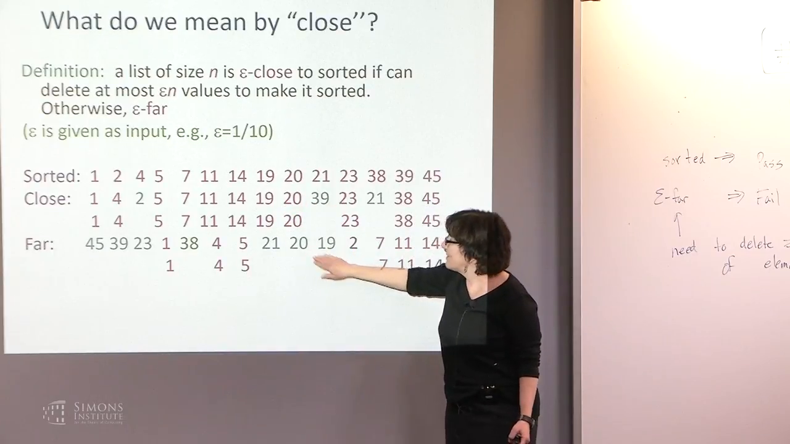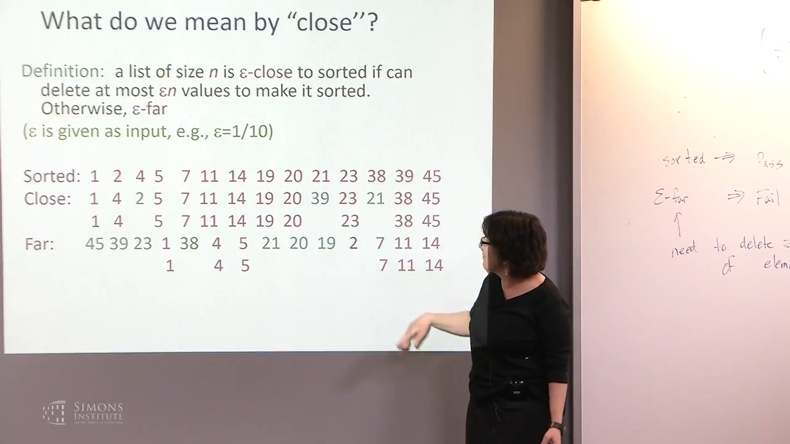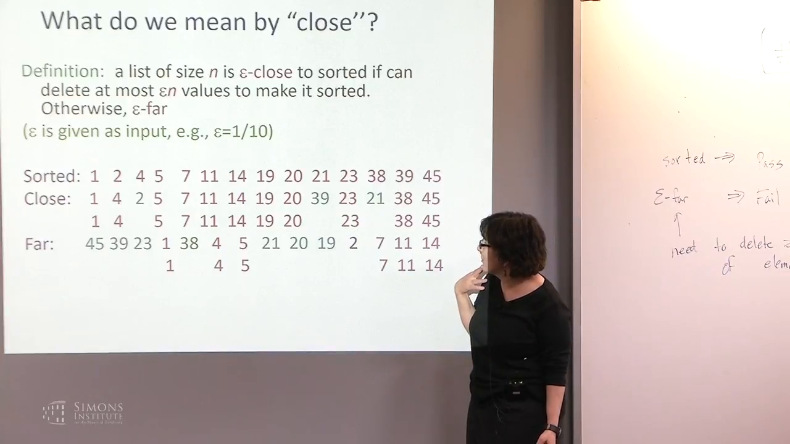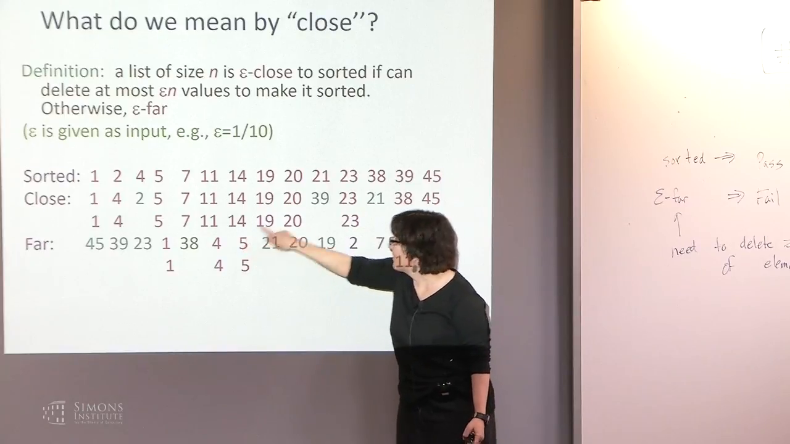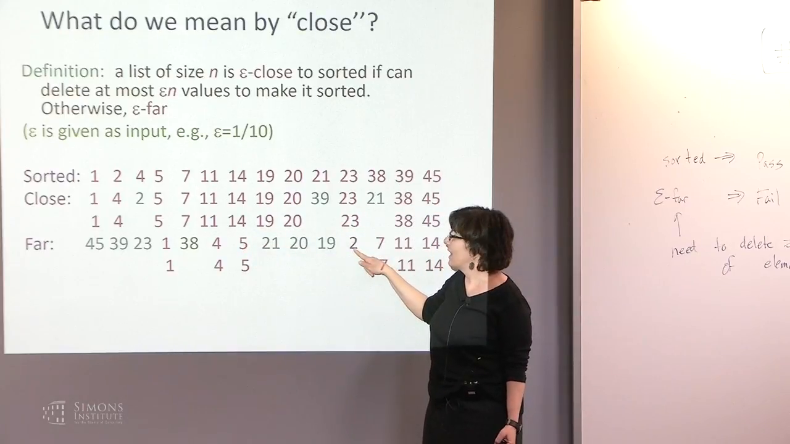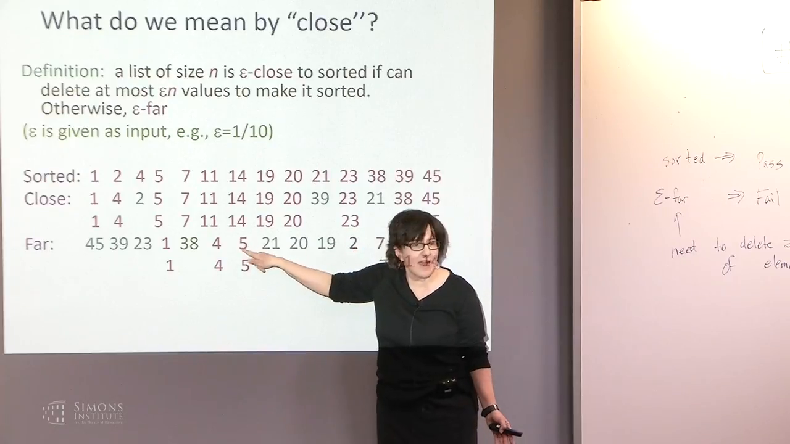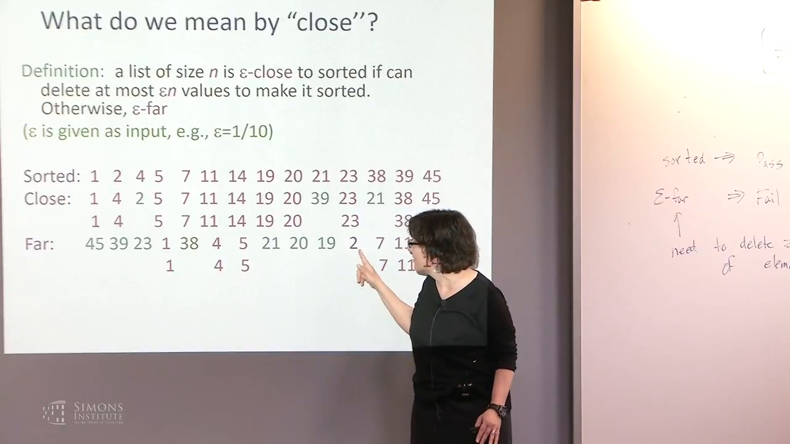What happens here? Here, I'm going to get really messed up. For example, let's say I look for 20. So I first look at 5. I know 20 is bigger, so I should go here. I look at 2, I already see a problem, because 2 is smaller than 5. I wasn't supposed to get smaller when I went to the right. So I had a problem in the binary search.